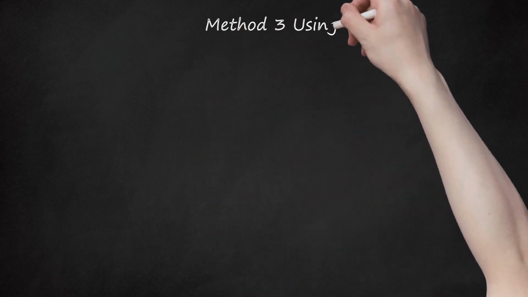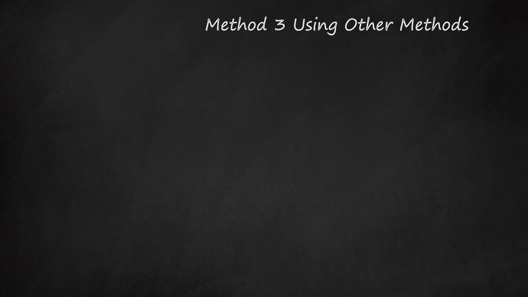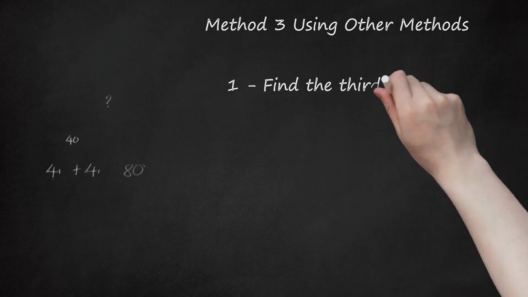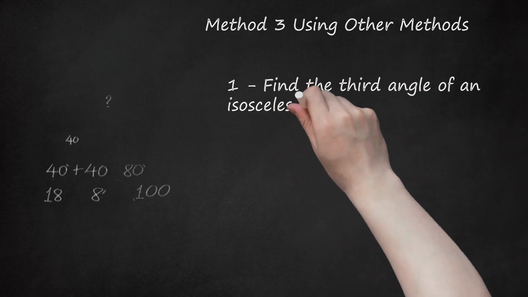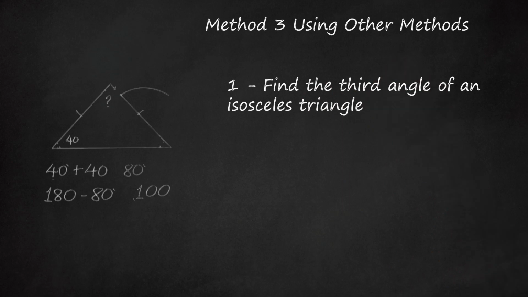Method 3, using other methods. 1. Find the third angle of an isosceles triangle. Isosceles triangles have two equal sides and two equal angles. The equal sides are marked by one hash mark on each of them, indicating that the angles across from each side are equal. If you know the angle measurement of one equal angle of an isosceles triangle, then you'll know the measurement of the other equal angle.